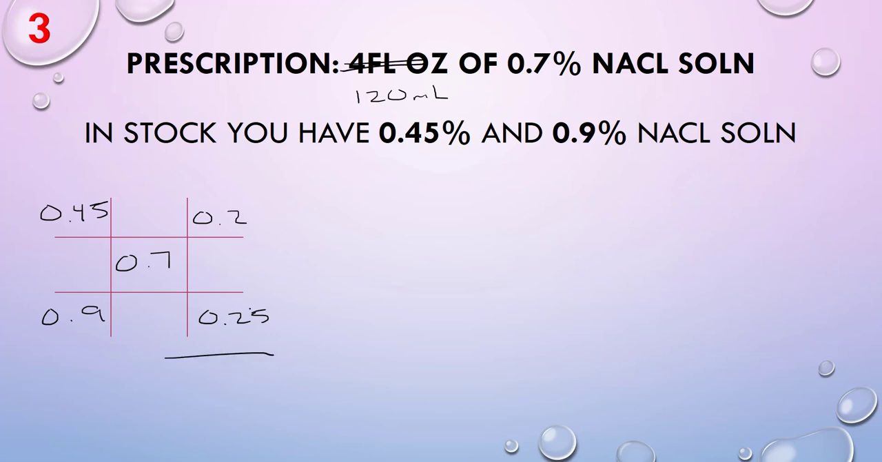We're then going to add our total parts. 0.2 plus 0.25 is 0.45. Take our individual parts. 0.2 divide 0.45. That's a 4. And down here we're going to take 0.25 divide 0.45. Multiply each of these by our total quantity, which we converted over to milliliters.